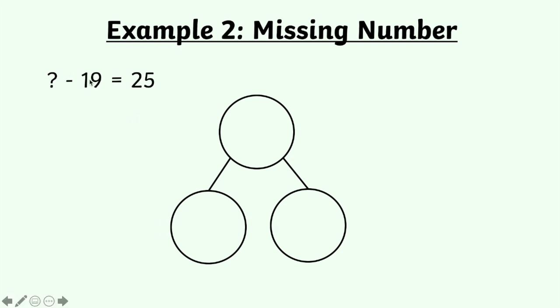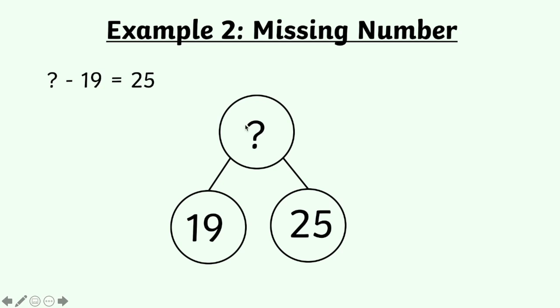This time we've got a subtraction, and I've got something take away 19 equals 25. Now we have to be a bit careful here because we have to really think about what's going on, and this is where we can come back to our part-whole model and think about how it works with additions and subtractions. Something take away a part, and that part is 19, gives us another part, 25. So if we fill in our part-whole model, it looks like this.